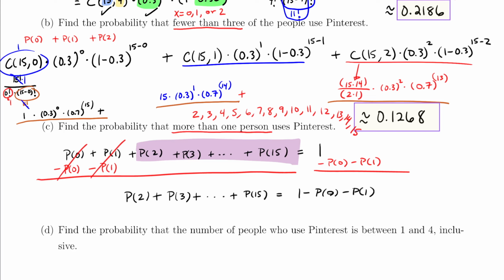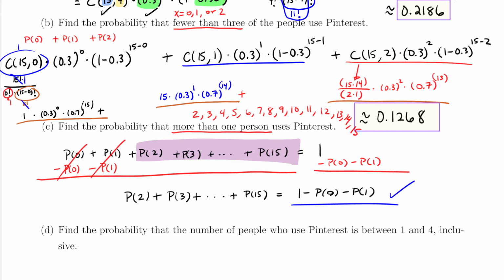But the idea is once we have this reasoning, if I want to find the probability that more than one person uses it, I could either find it directly on the left side or the right side. I could say, let's find 1 minus the probability of 0 people using it, minus the probability that one person uses it. And at least for me, this is the approach I'm going to take here because it's much simpler. Okay, so let's write that out.